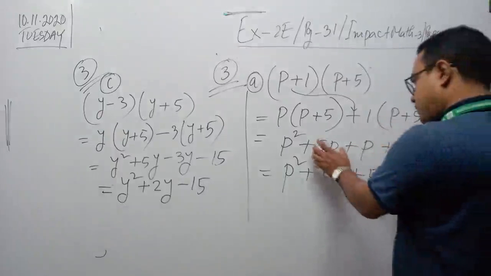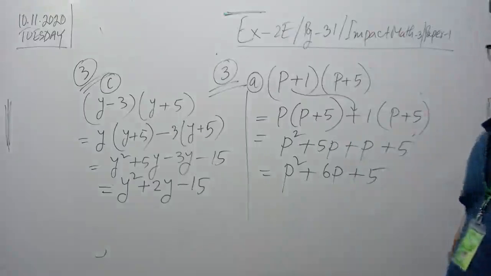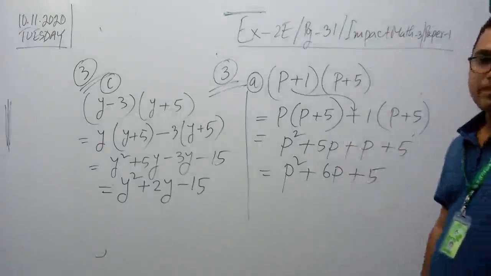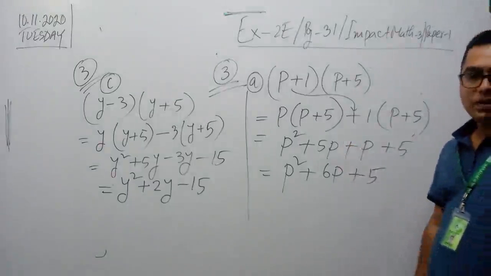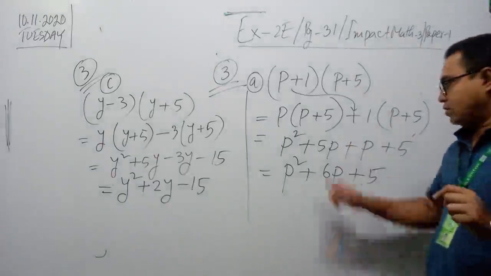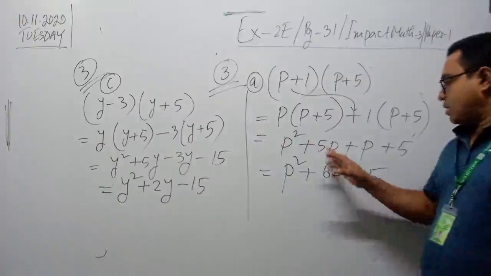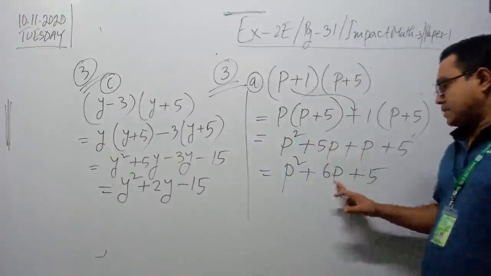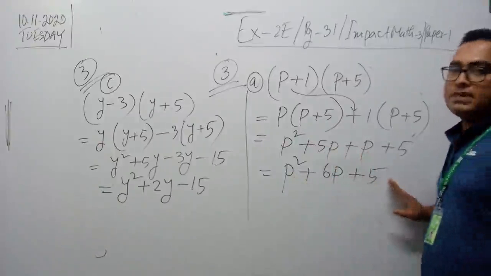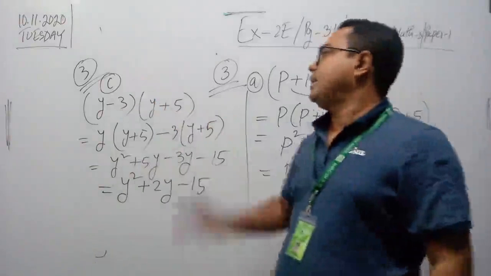Now these 5p and p, they are like terms. That means their index is the same. Sometimes we call it power. The powers are the same. Mainly power is a whole number. P square, it is the power. Okay, 5p plus p is 6p. So p square plus 6p plus 5. Done. Same thing in number C.